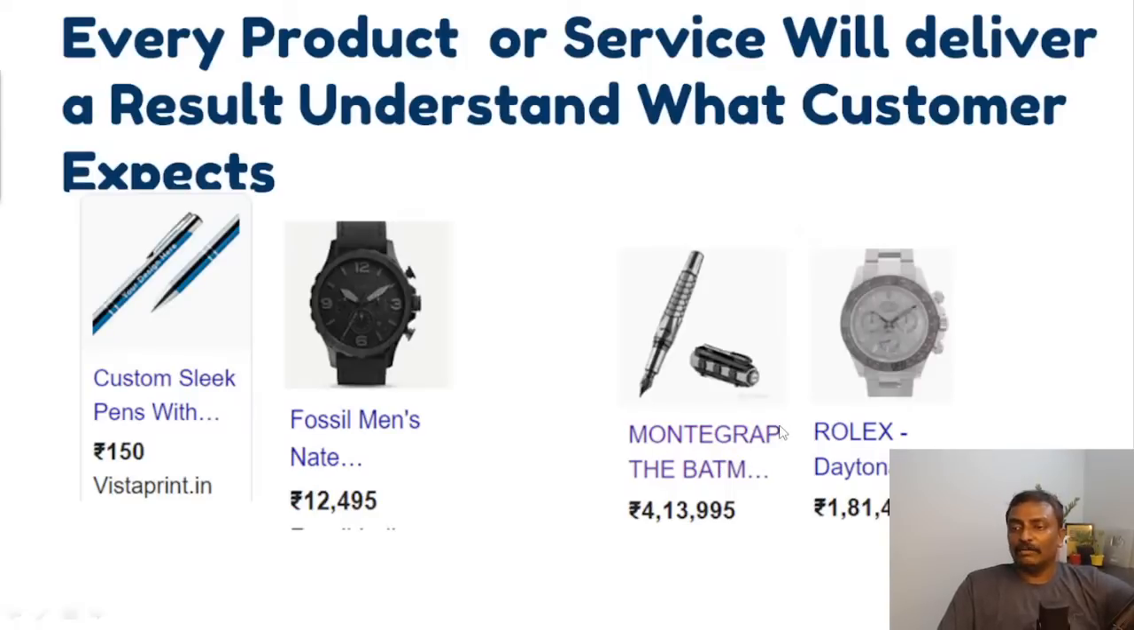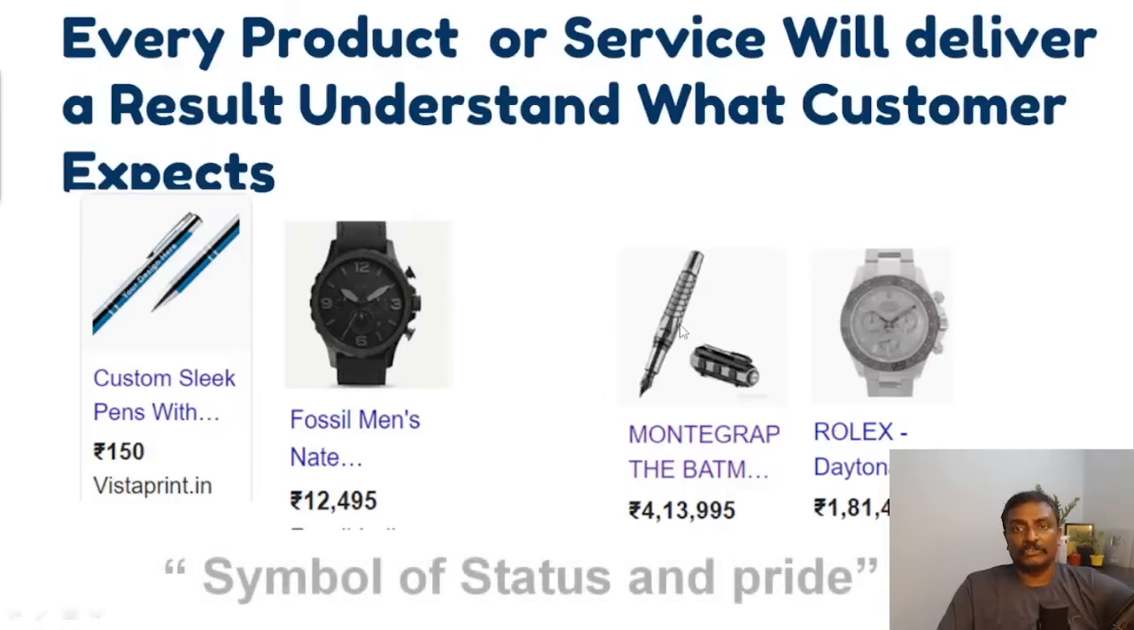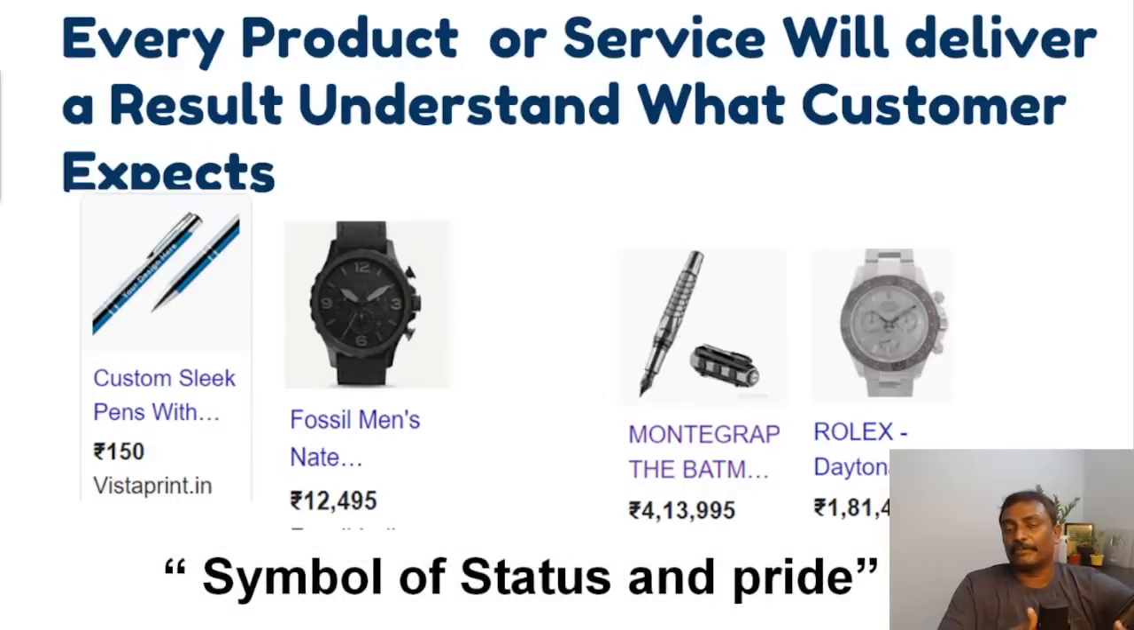The result delivered by this pen and the result delivered by that pen are different. It's a symbol of status and pride. The purpose may be the same, the purpose is writing, but the results delivered by the pen are different. So you have to ensure whether your product delivers the results the customer expects. You should be aware of your customer's and buyer persona's expectations, and your product should deliver the result. If it delivers the results, then you can sell more.